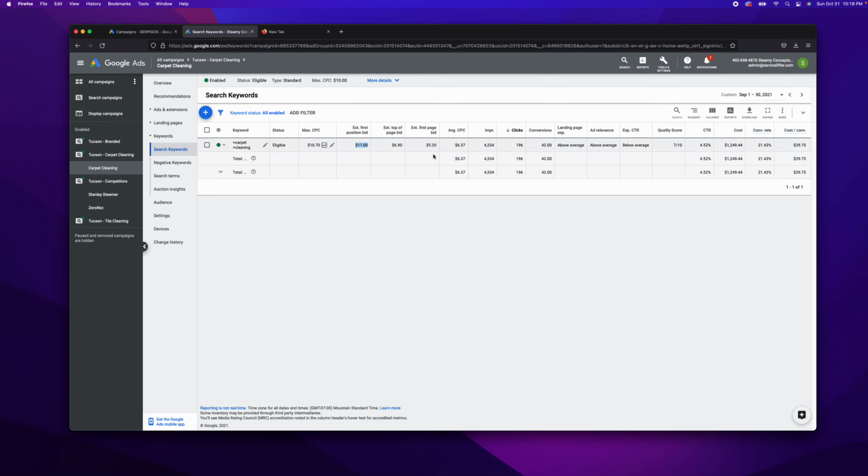Estimated first position bid. Hey, you have an average CPC of $6.37, client. If you want to increase your conversions from 42 to, I don't know, 100, you can just multiply by 2.3 or whatever it is, and then you'll have an estimated cost that you need to procure every month, and you can let your client know. So a lot of good information here.